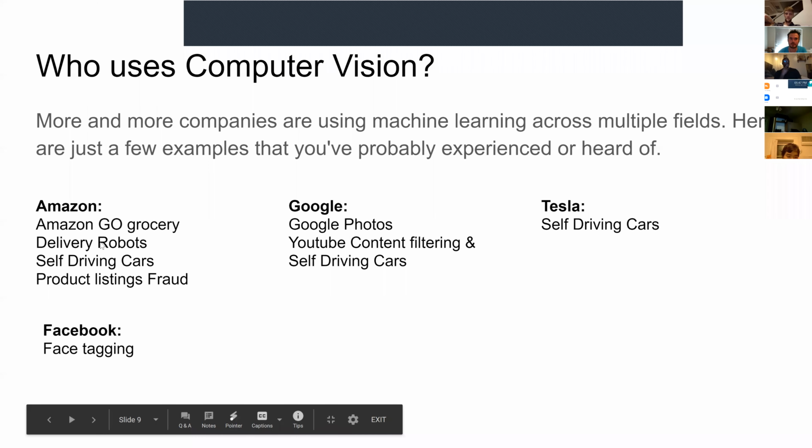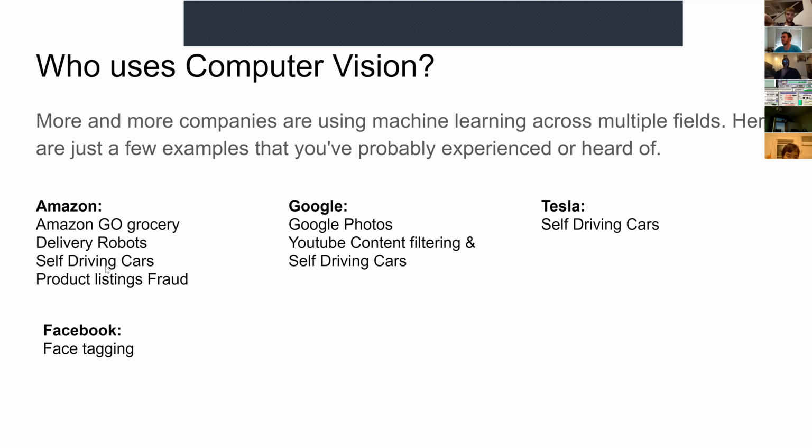Delivery robots. Amazon's doing a lot of stuff with computer vision. They just bought a self-driving car company a few weeks ago, Zoox, so it seems like they're probably going to get into self-driving cars. They also use computer vision for product listings, like for fraud, which is something I didn't think about. They are a company where anyone can post products on their site, and they want to make sure you're not getting fraudulent products. I'm not sure exactly what they do for it, because I'm not on that team, but I thought it was a really interesting use case of product listing fraud.